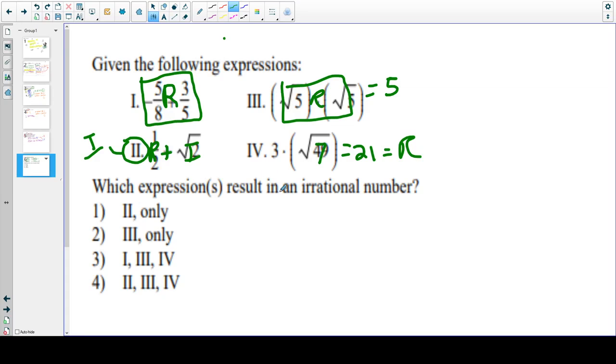So which expression results in an irrational number? It's just number 2. I hope this helps.